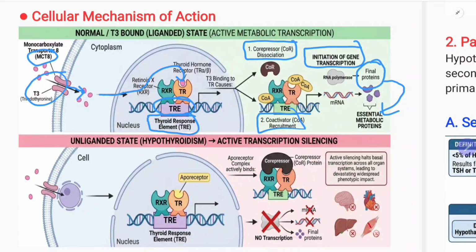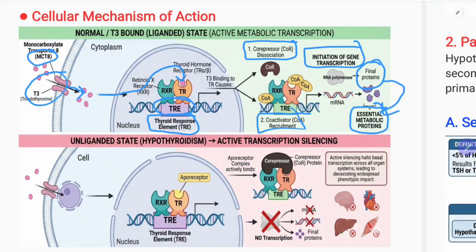Then there is production of final proteins which are essential metabolic proteins. What is metabolism? The basic machinery of the cell is metabolism. In an industry, you see many machines running. A cell is actually a micro machinery. To run that machinery, some proteins are required. Those essential metabolic proteins are produced under the effect of thyroid hormone. Thyroid hormone acts as a fuel for metabolism.